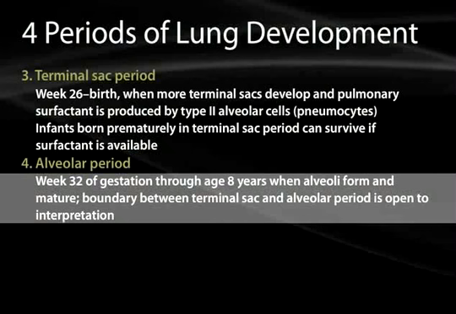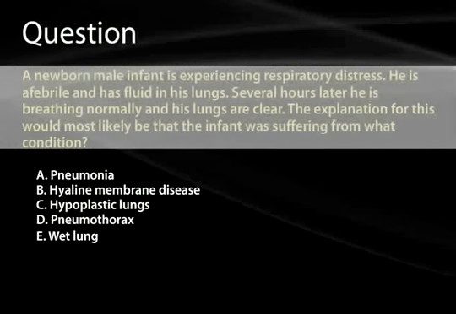In the alveolar period, that's going to be week 32 of gestation through towards the age of 8 years old, when they'll actually finish all of these terminal sac developments. And this is going to basically be a boundary period between the alveolar period, and when this happens is really different from person to person, is probably inconsequential.